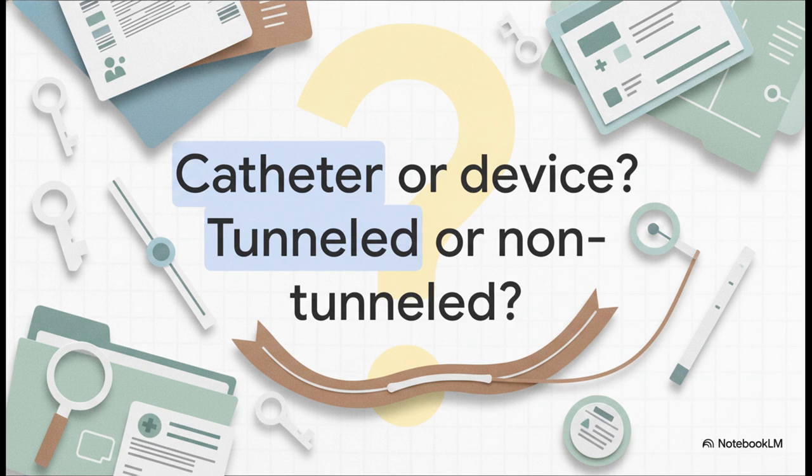Navigating the CVAD coding maze really requires you to constantly be hunting for a few specific core variables hidden inside that medical record. Every single time you open a chart, you should be asking yourself, is this just a catheter, or are we dealing with a device connected to a port or pump? And is it tunneled under the skin or non-tunneled? Getting the answers to these fundamental questions right off the bat, that's your key to unlocking the correct CPT code.